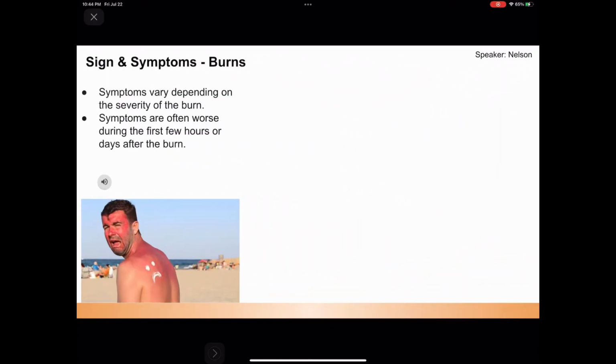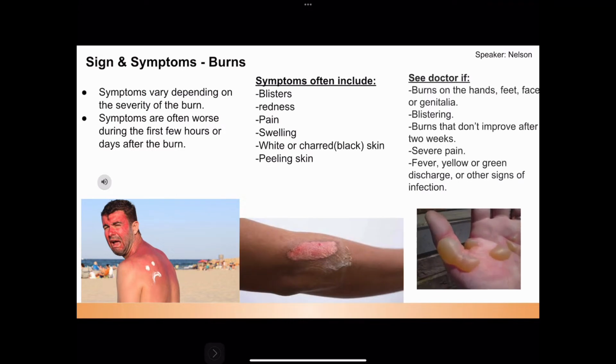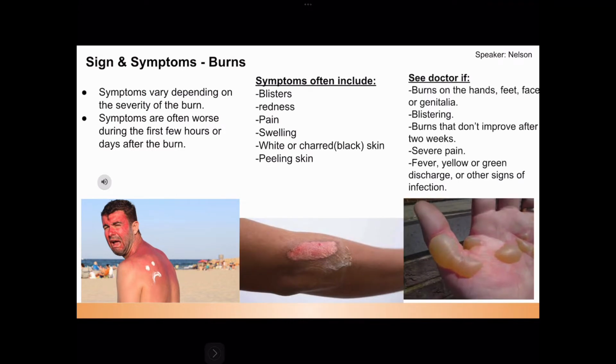Signs and symptoms of burns. Burns commonly occur by direct or indirect contact with heat, electric current, radiation, or chemical agents. Burns can lead to cell death, which can require hospitalization and can be fatal. Symptoms vary depending on the severity of the burn.